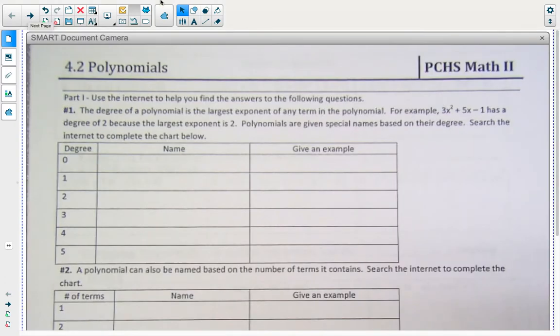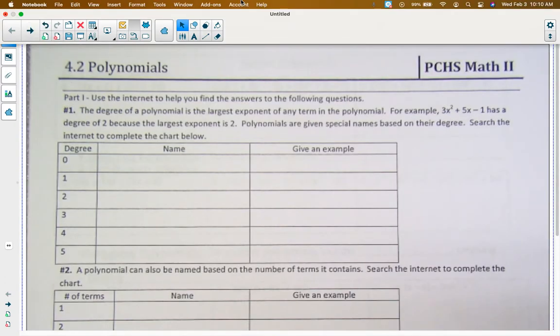Hey everybody. Today we're going to take a look at polynomials. We'll start with some vocabulary, then we'll move into adding and subtracting. In the coming days, we're going to be doing lots and lots of stuff with polynomials. So we'll start with vocabulary.